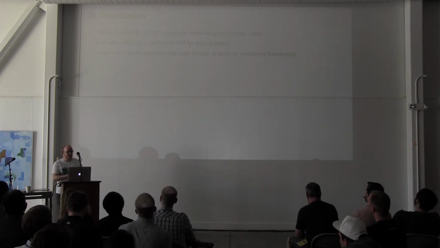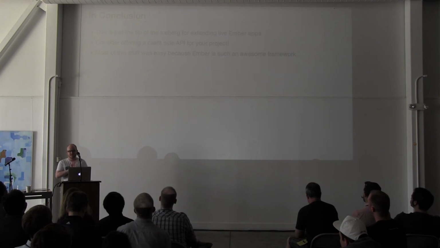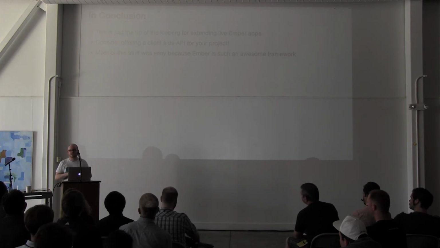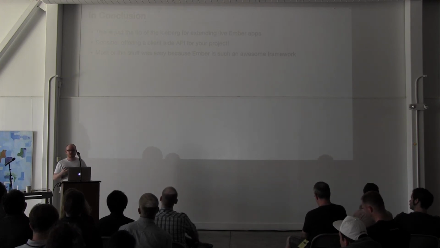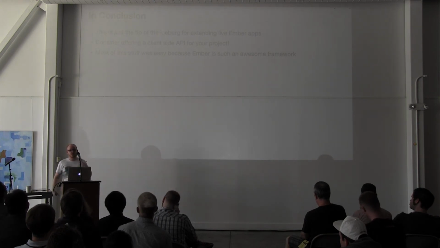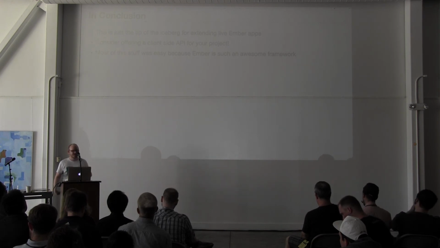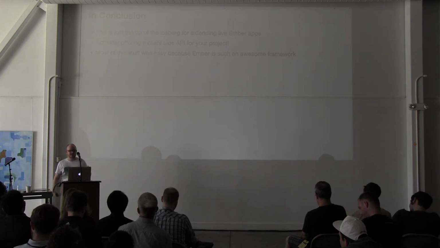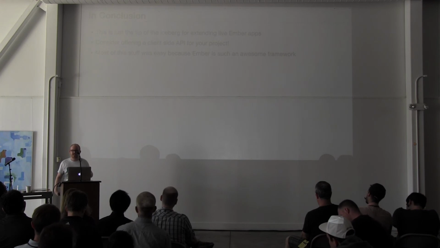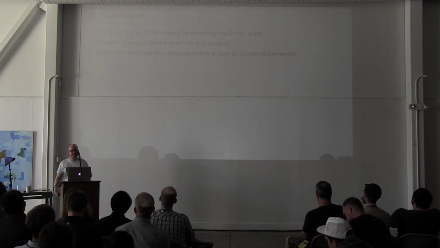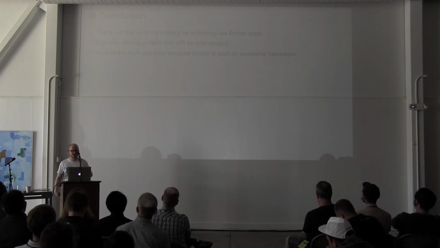So this is just the tip of the iceberg for how you can extend a live Ember app. These are just some very simple abstractions that you could use to make your life easier if you're exposing a client-side API. And if there's one message I want you to take away from this, besides, hey, you could use these free tools, just look at the Discourse source code, it's that you should consider offering a client-side API for your project. You should make it easier for people to extend your application.